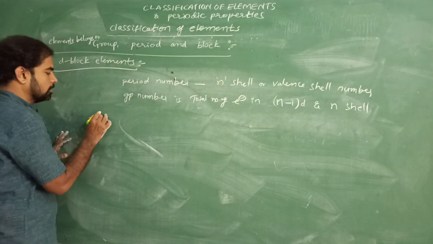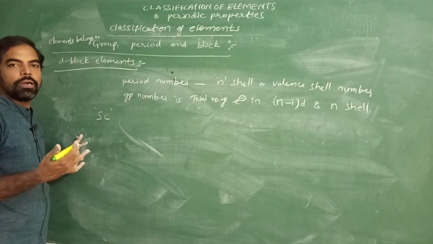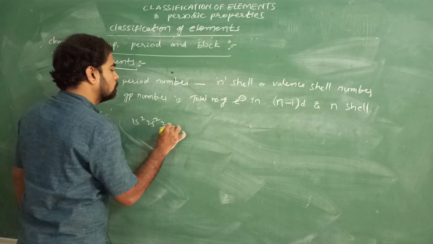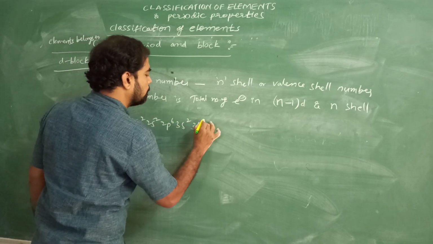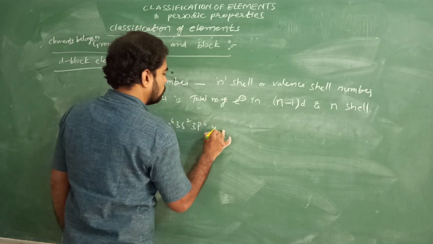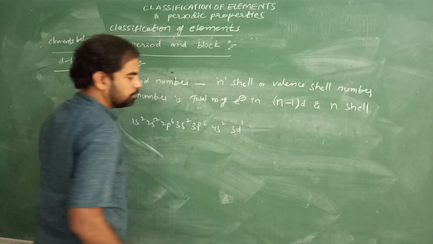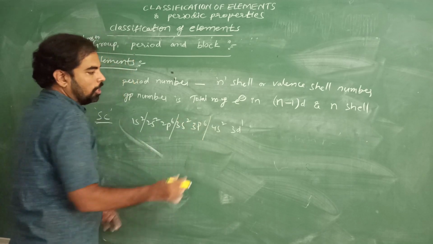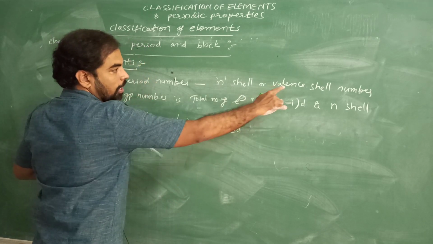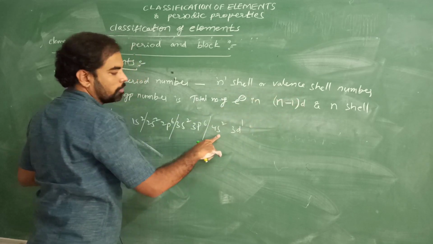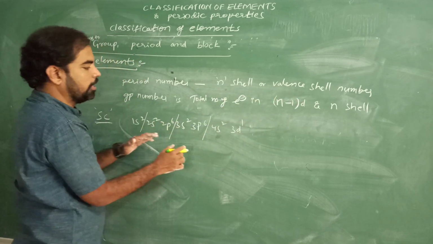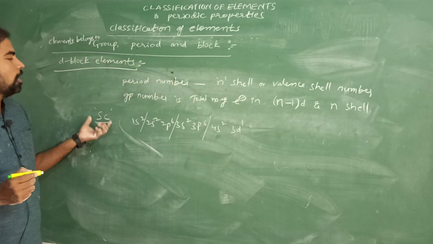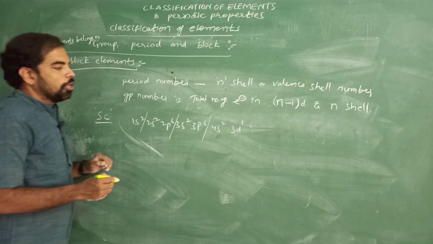Let us see one example. Scandium. Scandium belongs to which group and which period? See, for scandium, 1s2, 2s2, 2p6, 3s2, 3p6, 4s2, 3d1. First shell, second shell, third shell. Here the fourth shell is the last shell, the valence shell, 4. The differentiating electron enters into which subshell? Here 3d or 4s. Generally, scandium belongs to which block? d block element.